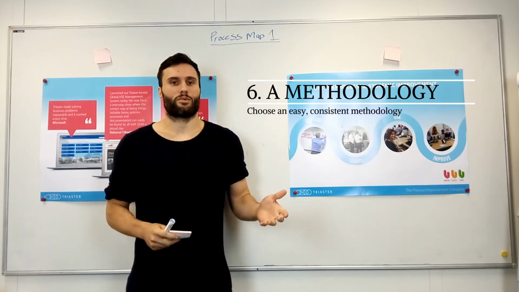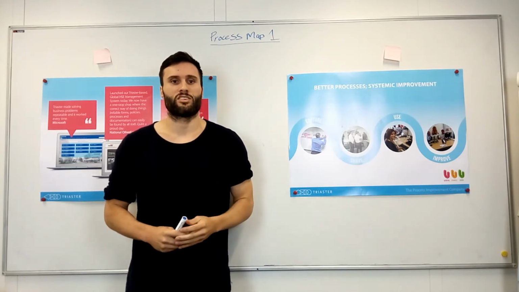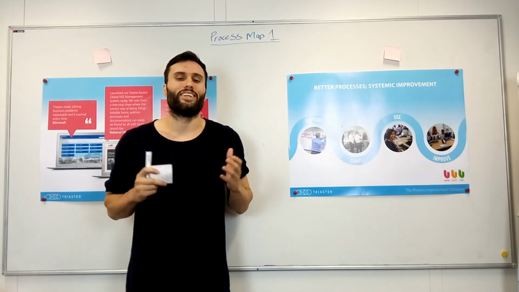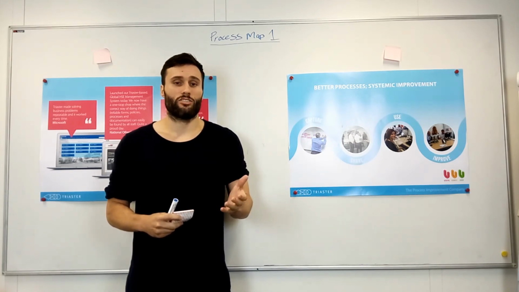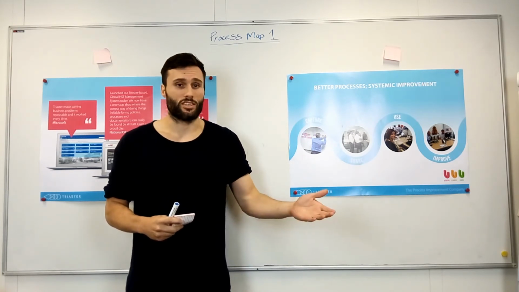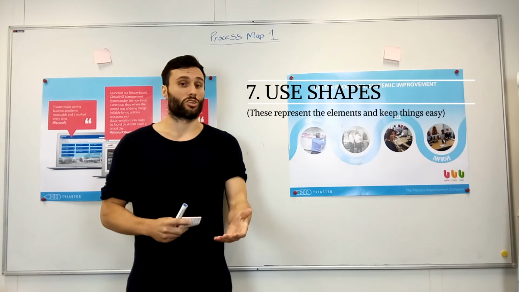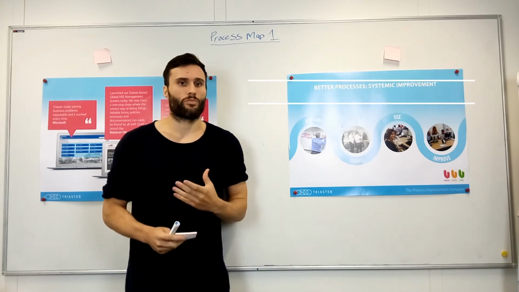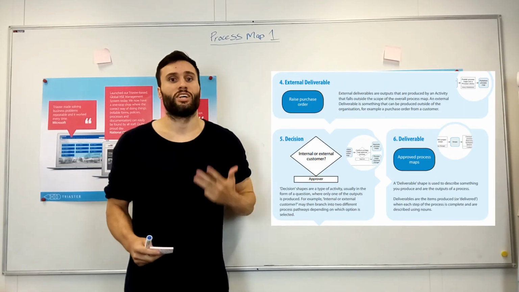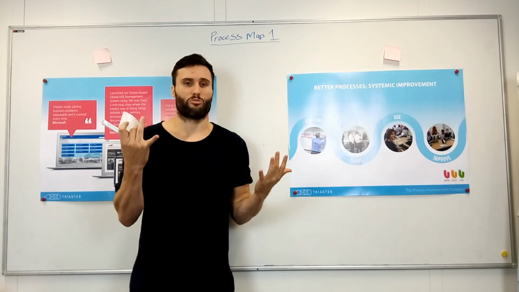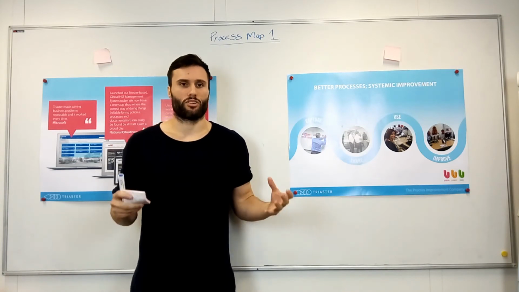Without a consistent process capturing methodology, and there are many, you will make life very hard for yourself. For instance, at Triasta, we use our own simple noun-verb methodology. Each input or output is described using a noun, each activity is described using a verb. Easy. Number 7, use shapes to represent the elements in the methodology. For example, the elements we include in ours are activities, connectors, external activities, external deliverables, decisions, deliverables, and off-page connectors. We use different shapes to represent the different elements, again, making everything very easy.